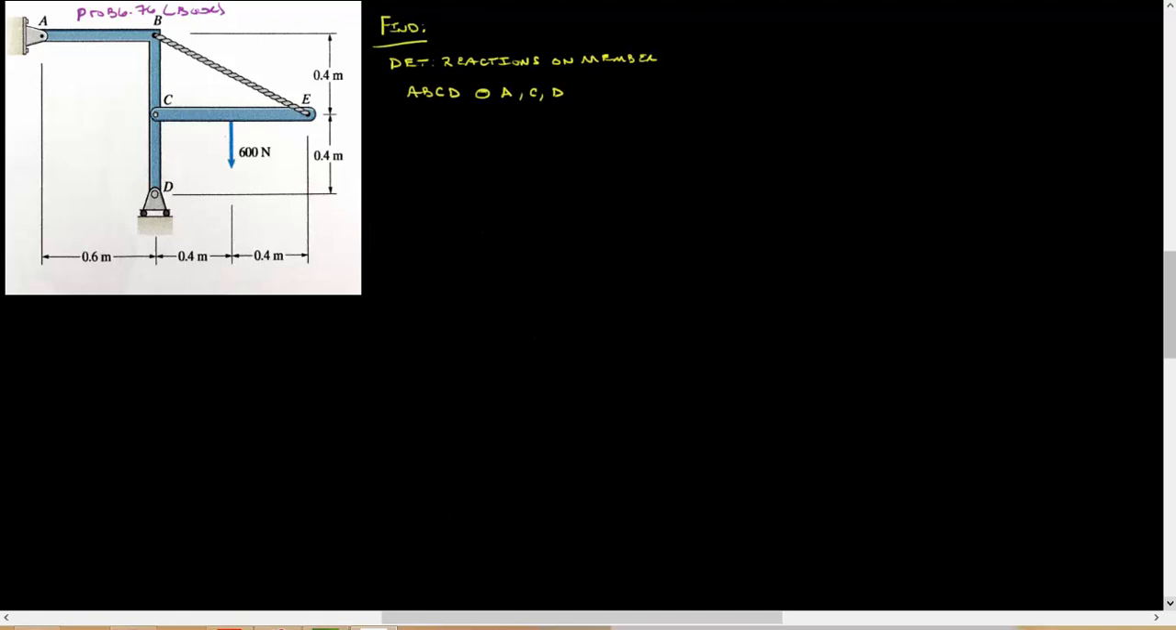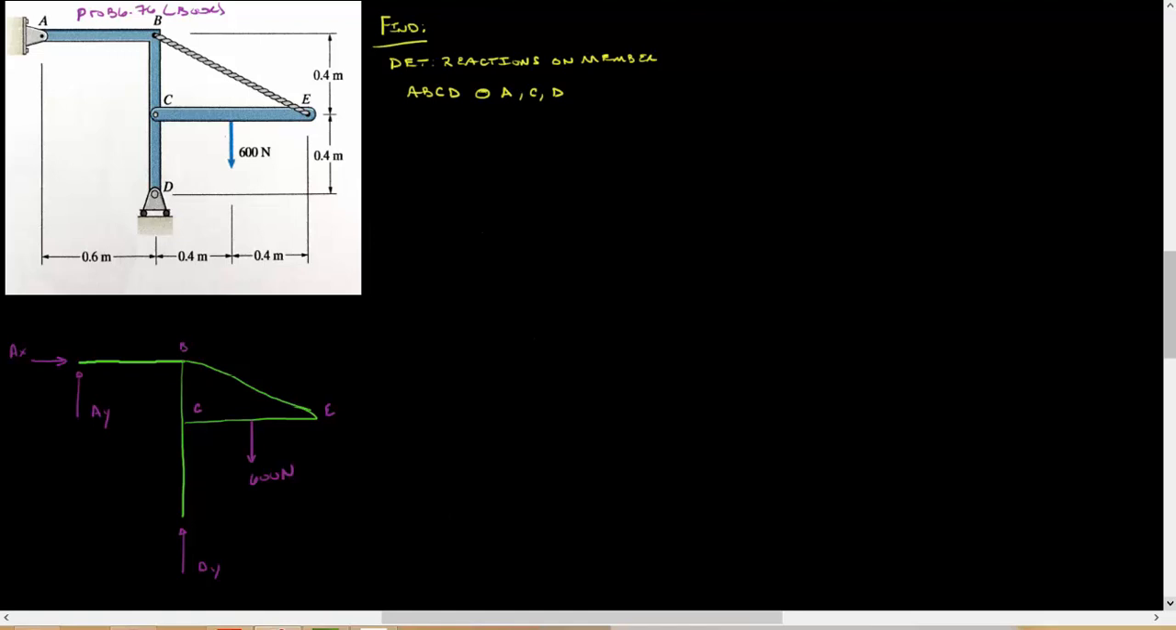So what I'm going to have is something that looks like this. And I'm having a roller down here. And I have my forces here, which are AX, AY, and DY. And I have a 600 Newton force here. And this is point E, point C, and this here is point B.